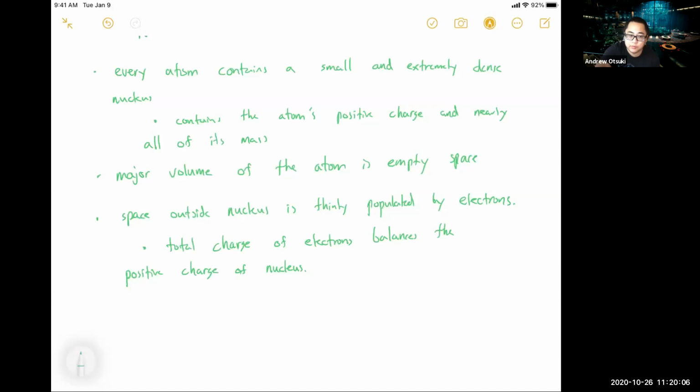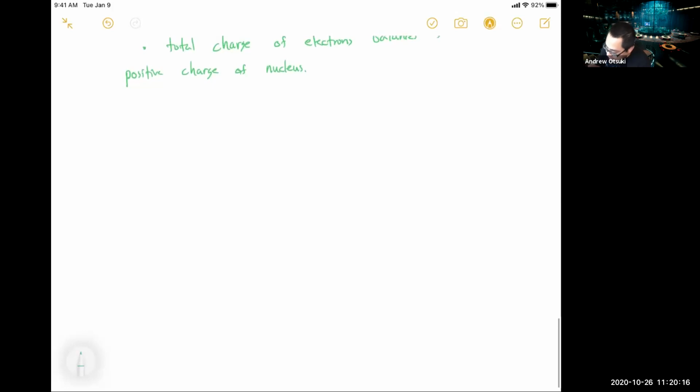Okay, so let's move on here. The nuclear atom is very small in size, so let's talk about that. Let's go back to the slide. I think it's a good representation of it.